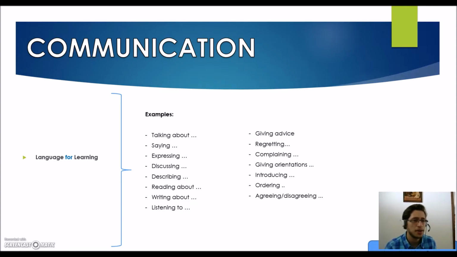Language for learning: talking about, saying, expressing, discussing, describing. Do you see? These are communicative verbs. They need to be in language for learning. Giving orientations, giving advice, regretting, ordering. For example, when you order food at a restaurant, agreeing, disagreeing, those are actions that you achieve through speaking a language, and this is language for learning. It includes the communicative functions.